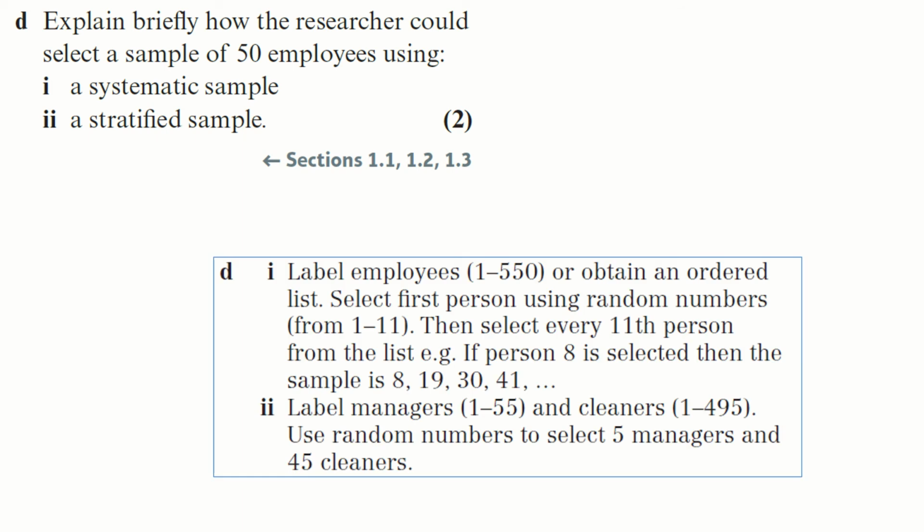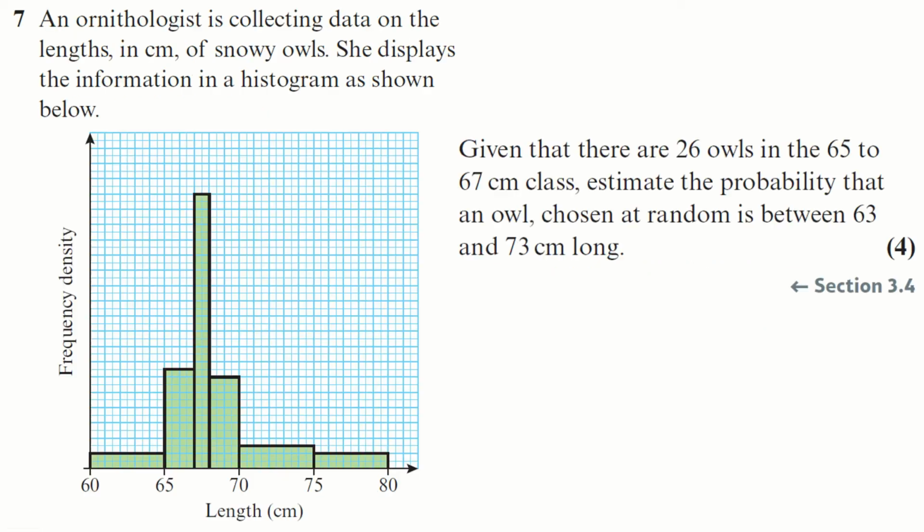So let's have a look at what the answers say. Label the employees 1 to 550, obtain an ordered list, select the first person using random numbers, and then every 11th person. Yep, that's pretty much what we said. And then label the managers, label the cleaners. We want 5 managers, 45 cleaners. Yes, that's what we said. Okay, next one people struggled with was question 7.